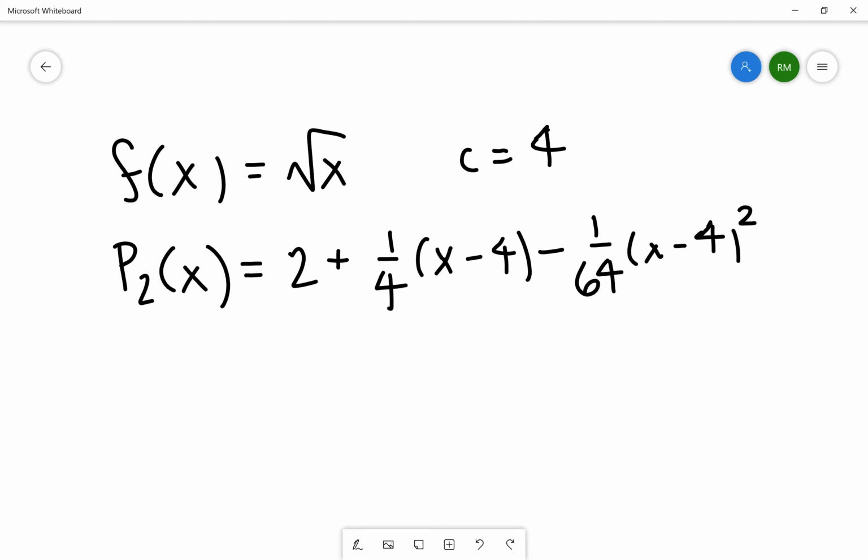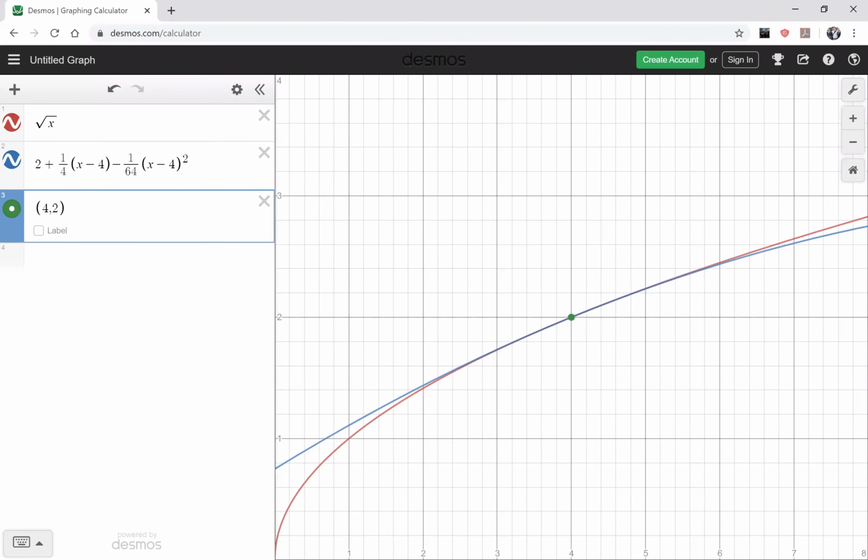So if you look at the graphs, you will see that I have the point 4,2, that's the green point. That's where we create our Taylor polynomial from. And you see that the red curve is the square root function, and the blue curve is our polynomial. And you see it's very close to the actual square root function if you graph it. So let's do an approximation and show you how close these numbers actually are.